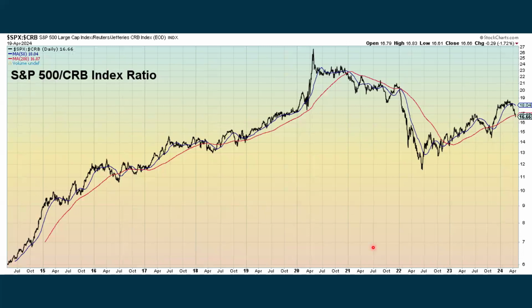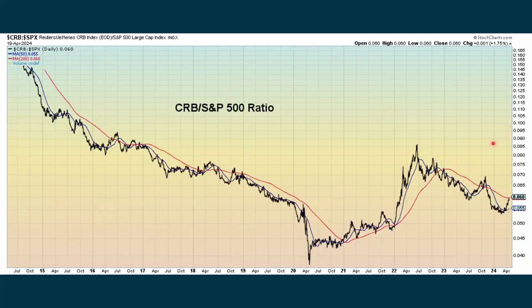Then we do another ratio between stocks, the S&P 500 and the CRB index, where stocks had been really outperforming, but lately they're starting to pull back, coming down to the 200-day moving average here with this ratio. Here's an inverse of that same thing. Commodities were underperforming. Even though commodities were doing better, stocks were doing even better than that. Well, now we're not seeing that right now. And so this ratio is starting to come back up to the moving average.